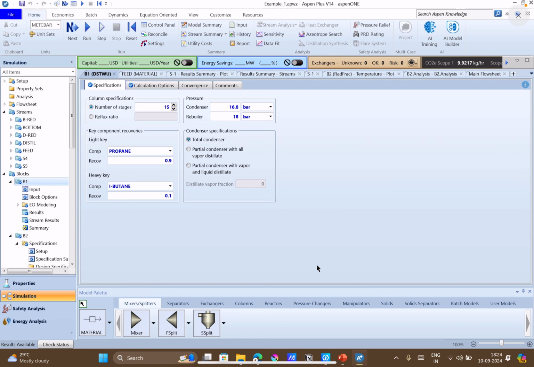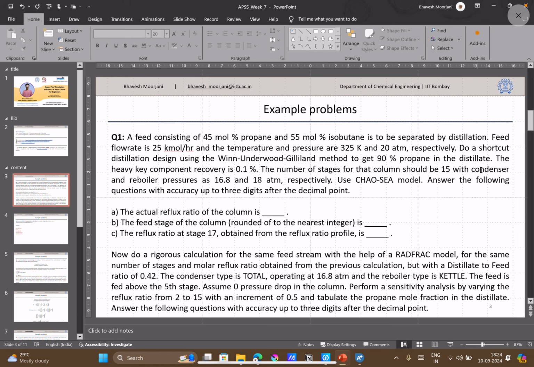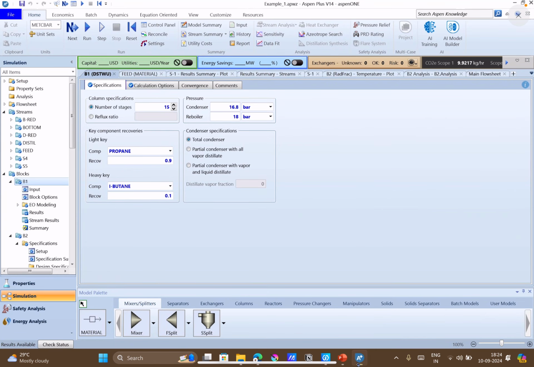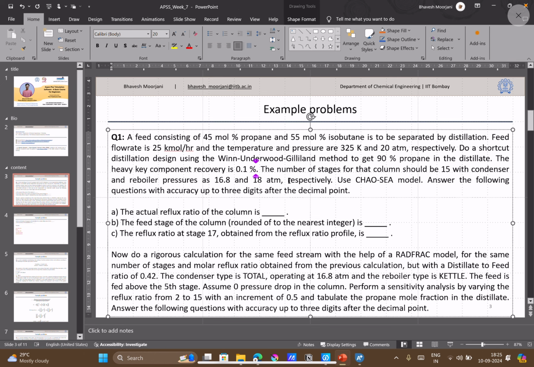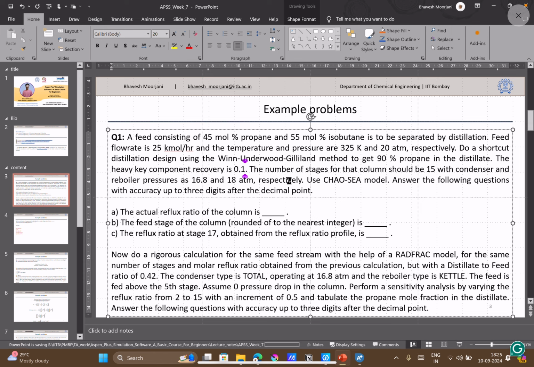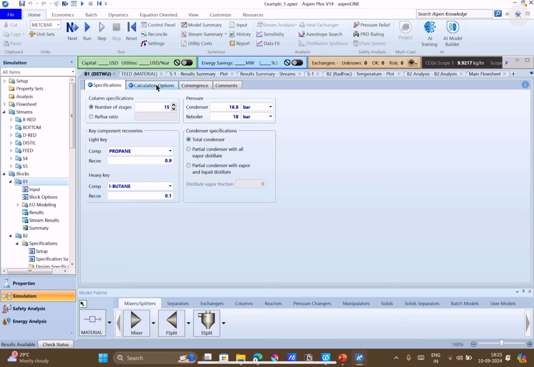We have been asked that we have a total of 15 theoretical stages. The total number of stages of the column is 15, with condenser and reboiler pressure given, as well as the light key and heavy key recovery. So we have added the light key and heavy key component recovery. The light key is 90% and the heavy key is a ratio of 0.1. Add both of this data and run the analysis.